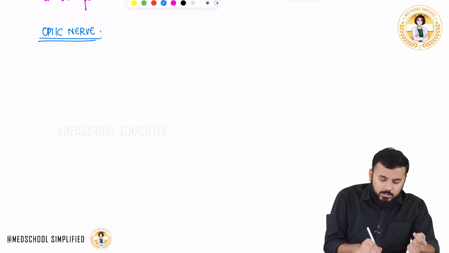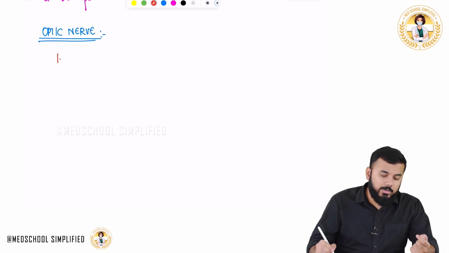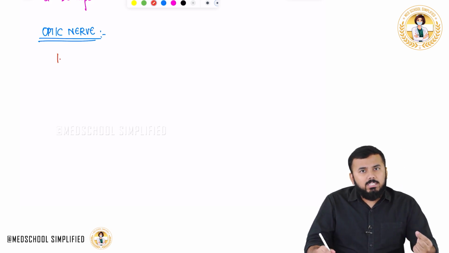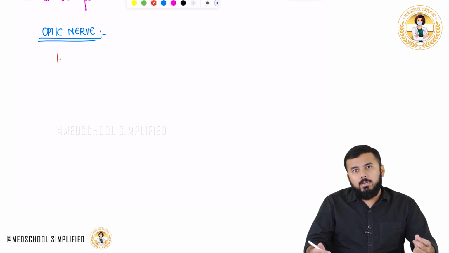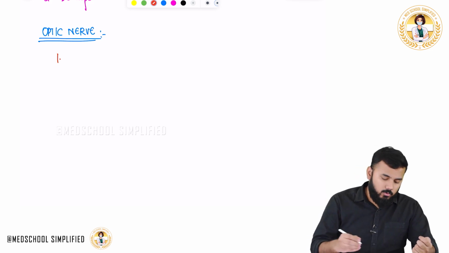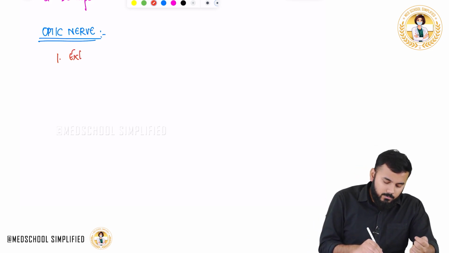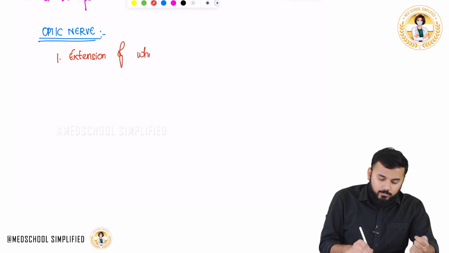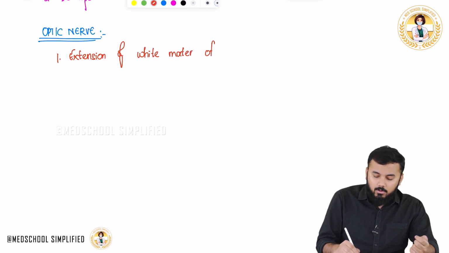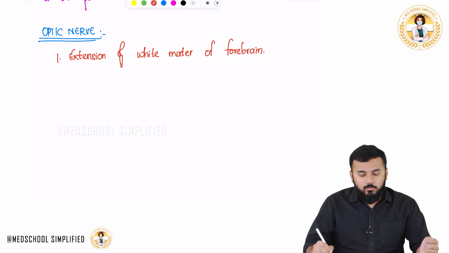So optic nerve, the first important characteristic point is that optic nerve is the extension of white matter of forebrain. Now tell me, a nerve is nothing but a neuron. Do you think a neuron is an extension of white matter? No. But here this optic nerve is an extension of white matter of forebrain.